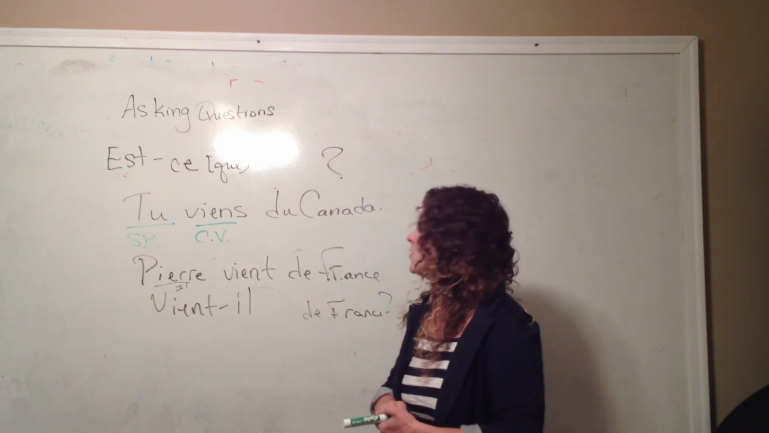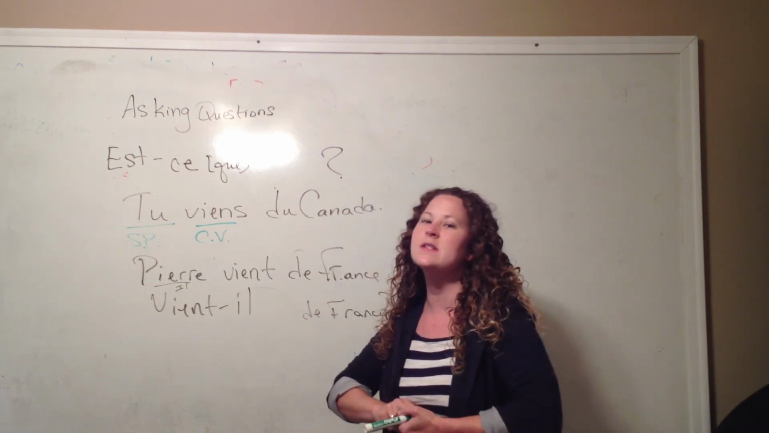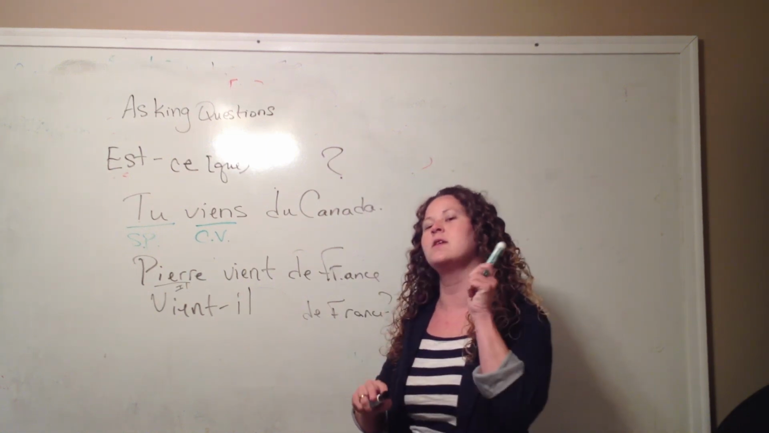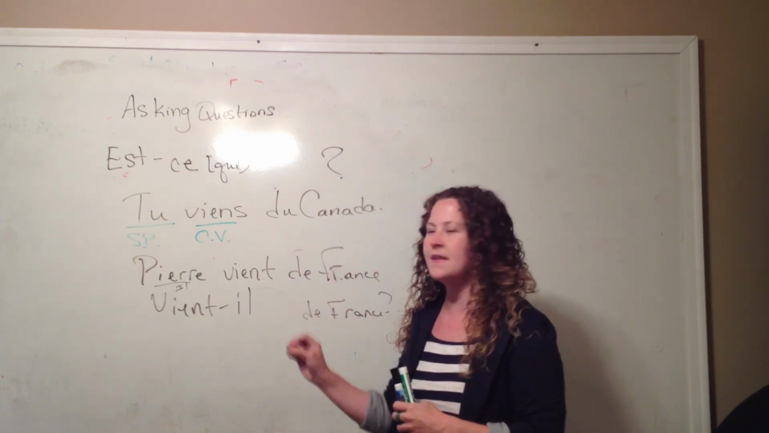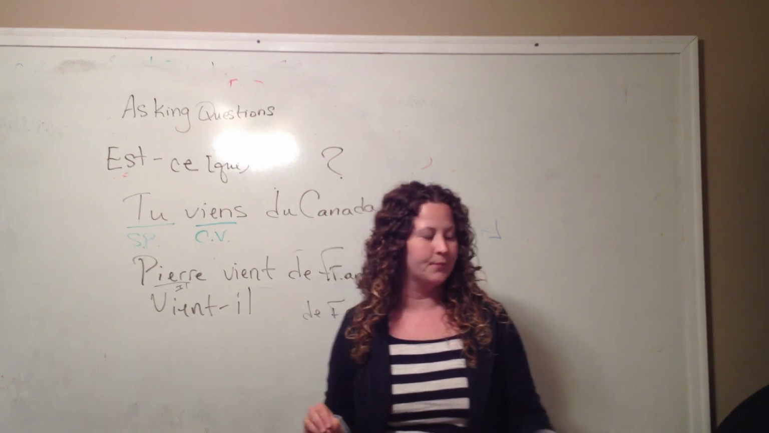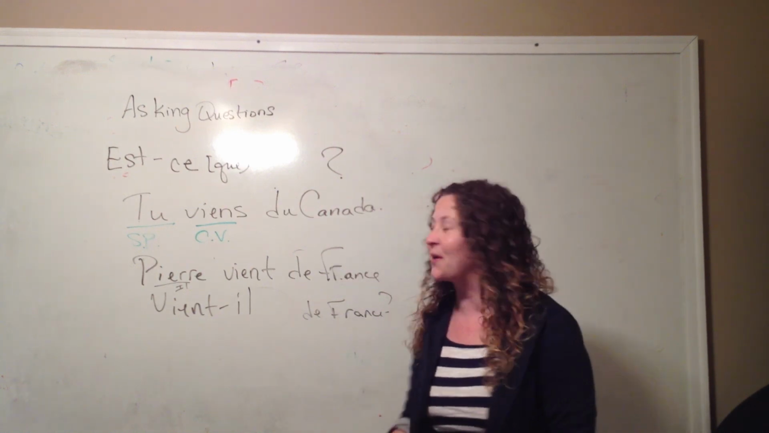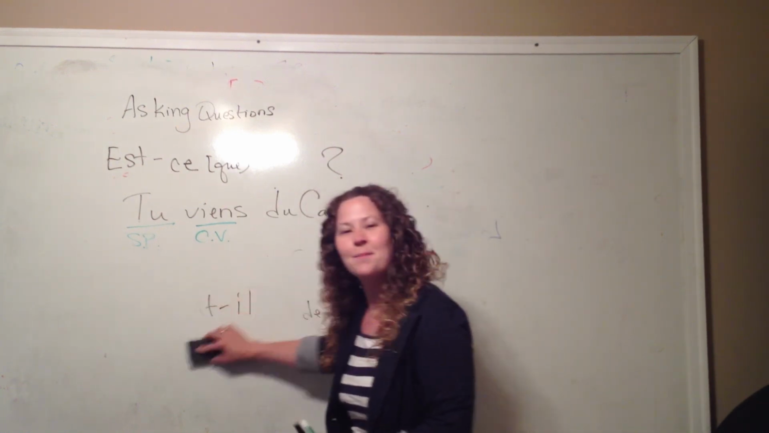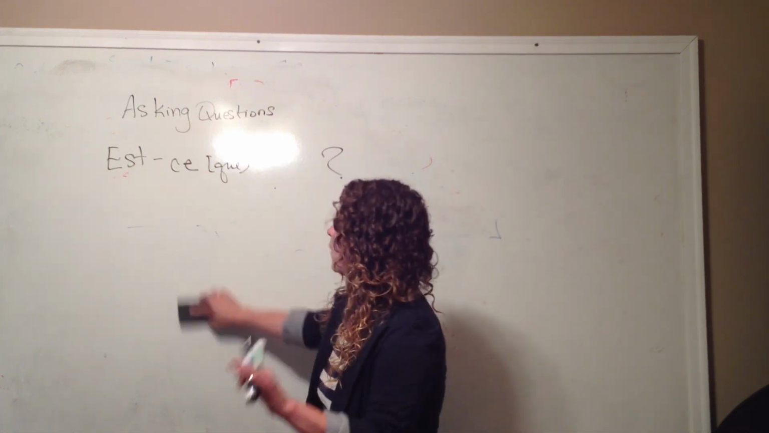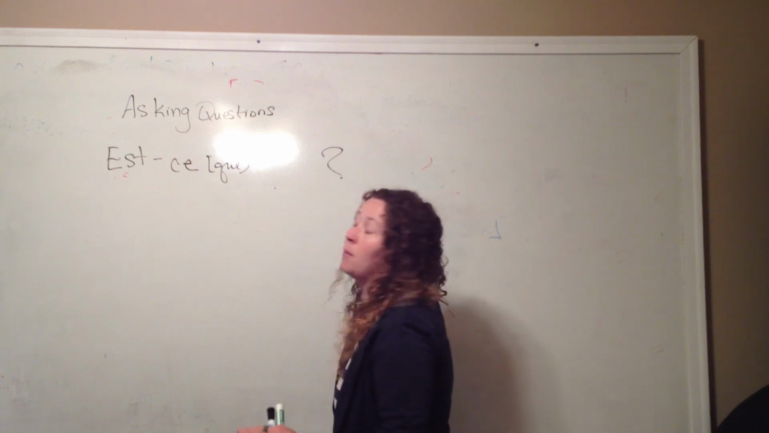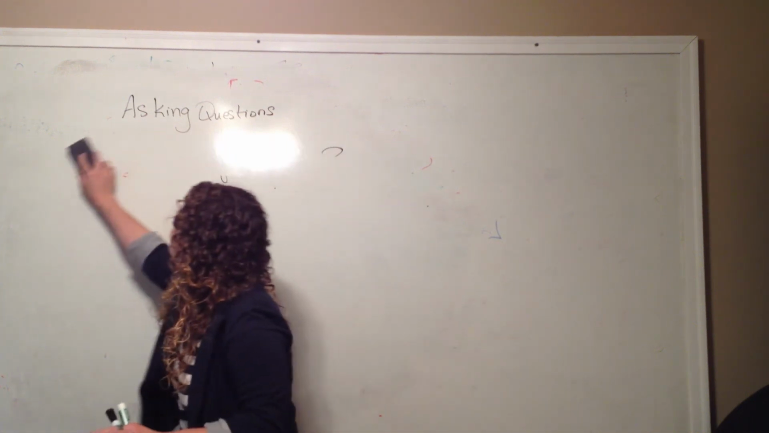Vient-il de France? So I can do this with any verb. I can do this with any subject pronoun except for je. And this is called inversion. But wait, there's more. That seems simple enough, and it is. But of course, with everything, there's always that one little catch that's going to make it complicated. And here it is.